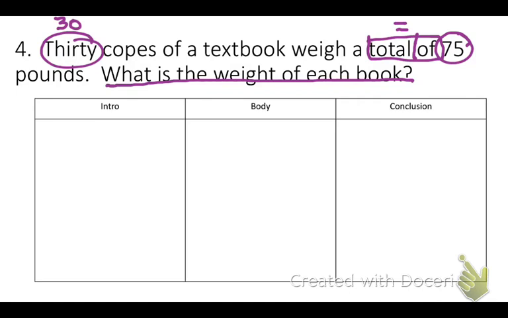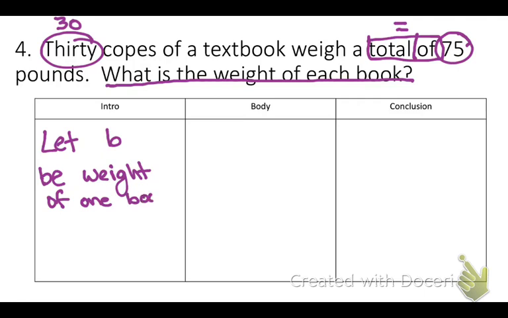So think about your introduction. Remember, it always starts with let something be something else. So pause. What are we looking at? Well, we're looking at what is the weight of each book. So I'm going to let B be the weight of one book. Notice I just got that from the underline part. All right, so now anytime I see book or textbook or weight, and I see those words right here next to each other, that is 1B. So I'm going to write a B above it.